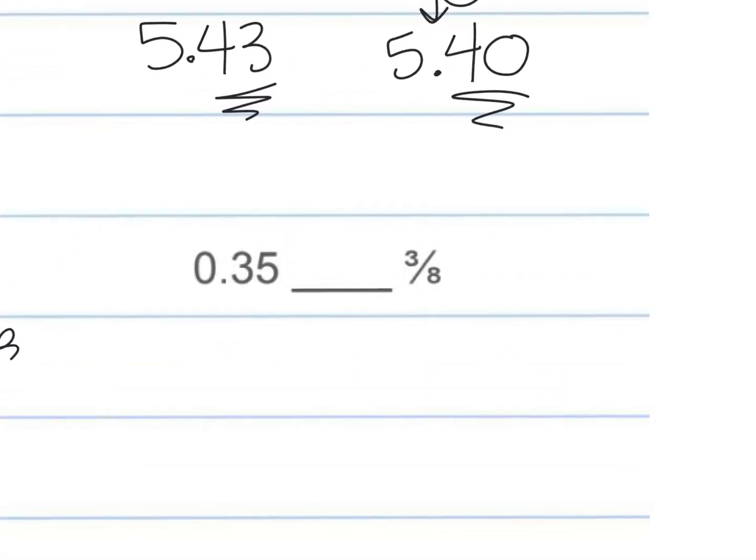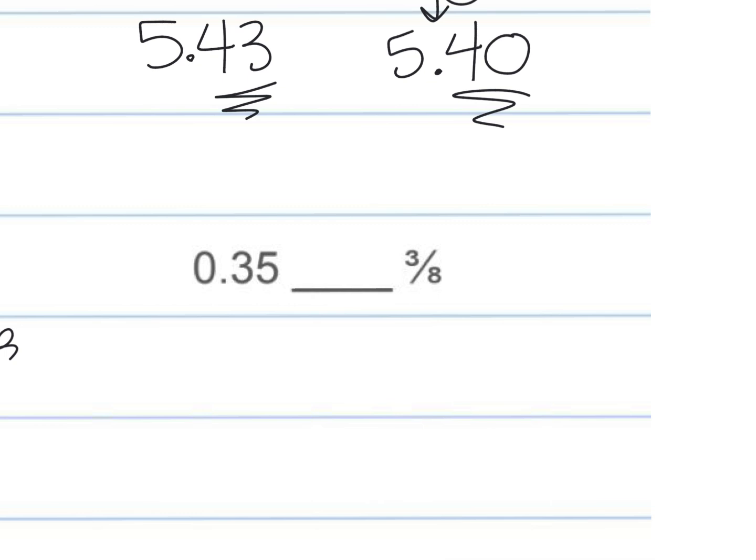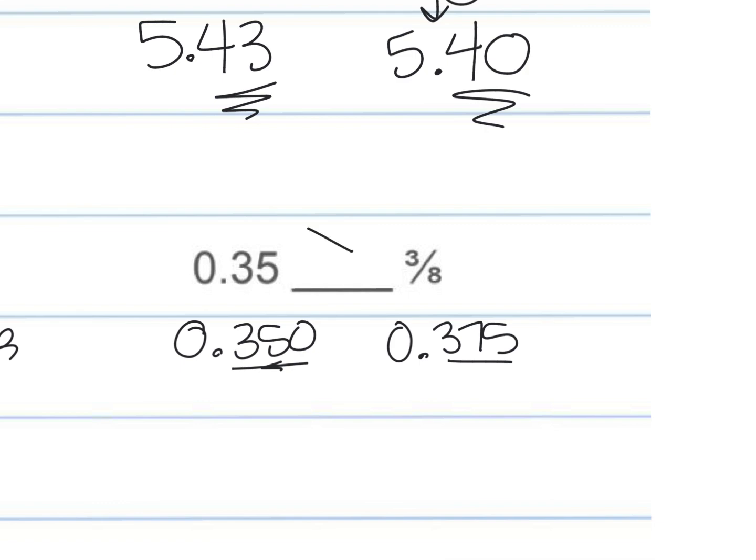And then we have 35 hundredths compared with 3/8. So 35 hundredths, I'm going to leave as 35 hundredths. I'm going to take my fraction, and in my calculator, again, you do this with me, we're going to put 3 divided by 8 in that order, and you should get 375 thousandths. This only goes to hundredths, so let's add a 0 to make it go to thousandths. 375 thousandths is bigger than 350 thousandths. So 35 hundredths is less than 3/8.